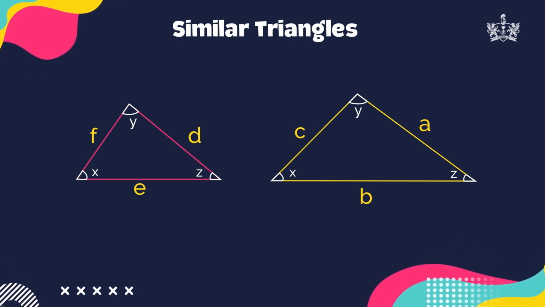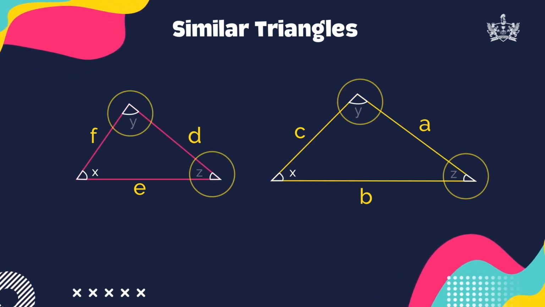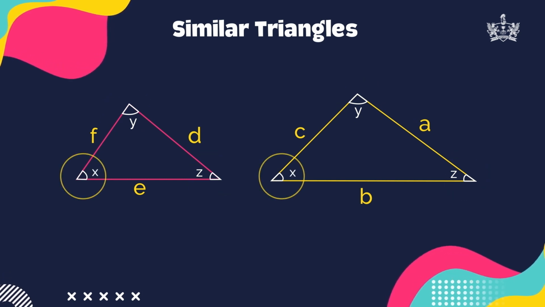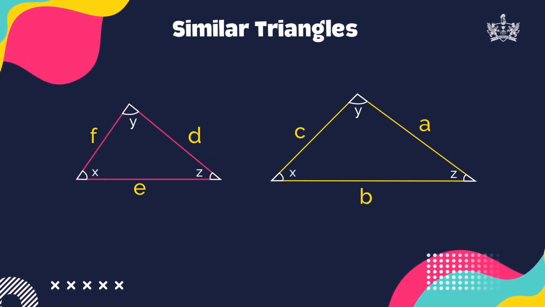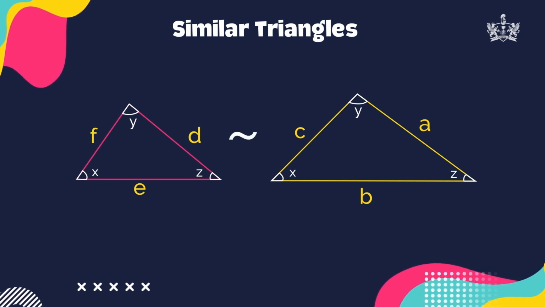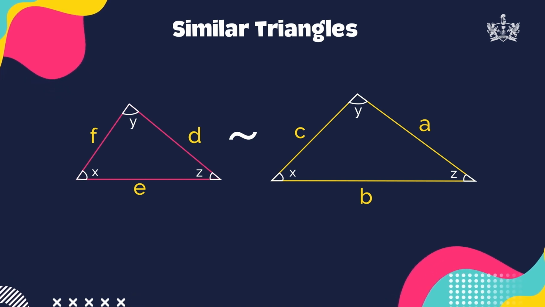By the way, remember this: if two triangles share at least two angles that are the same degree, then the third angle must be the same as well. Thus, the triangles are similar. In other words, you just need to match two angles and the triangles are similar.